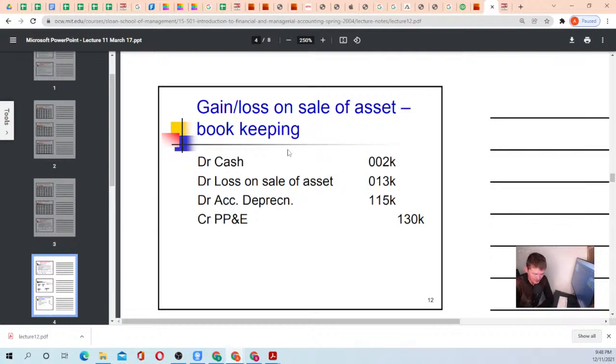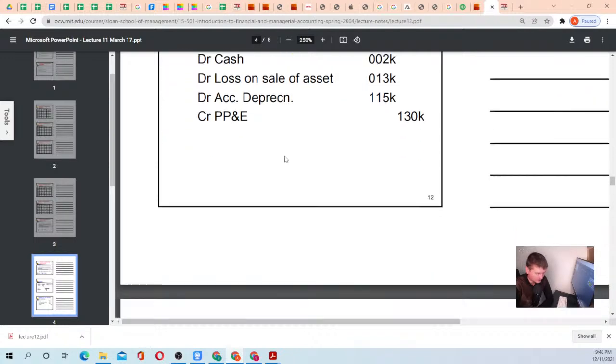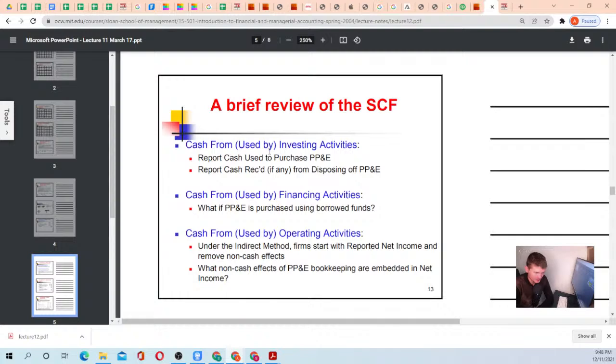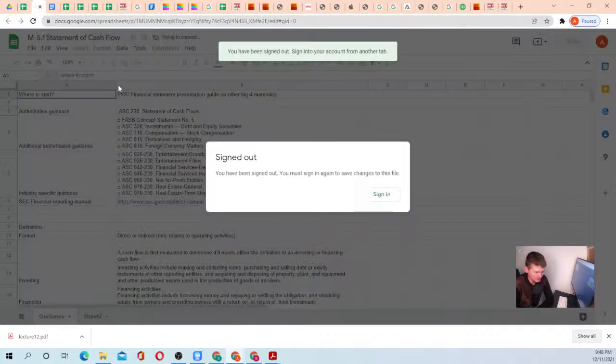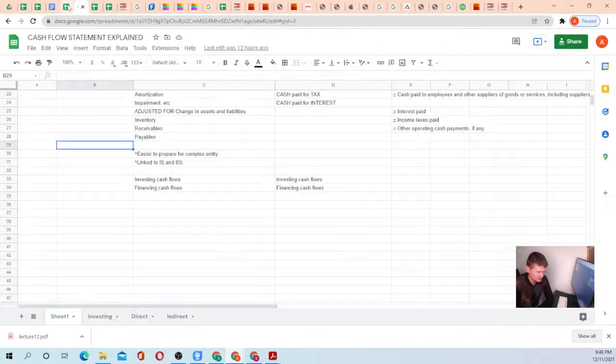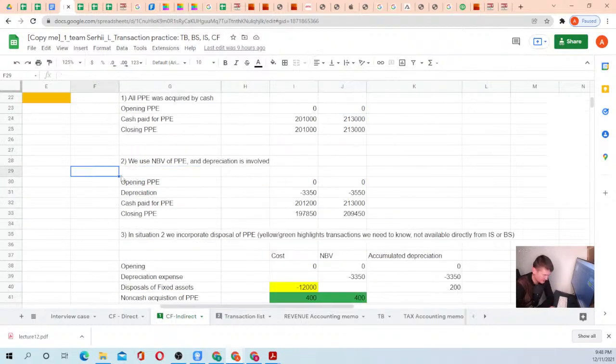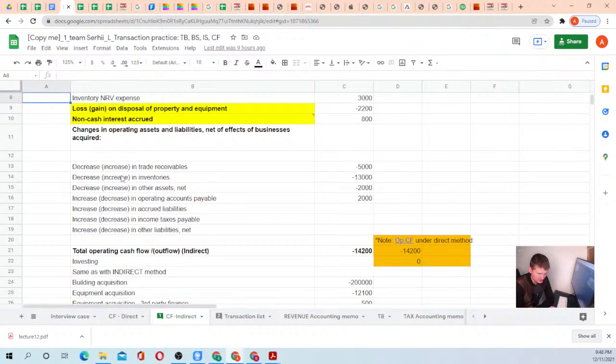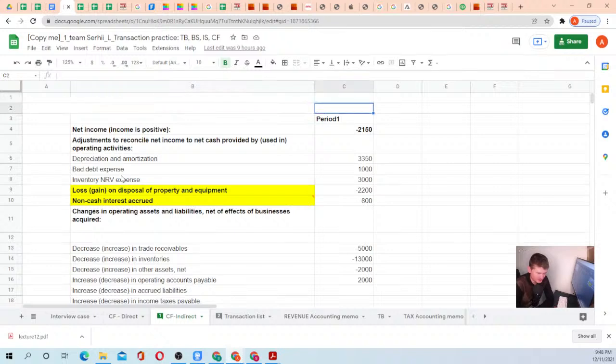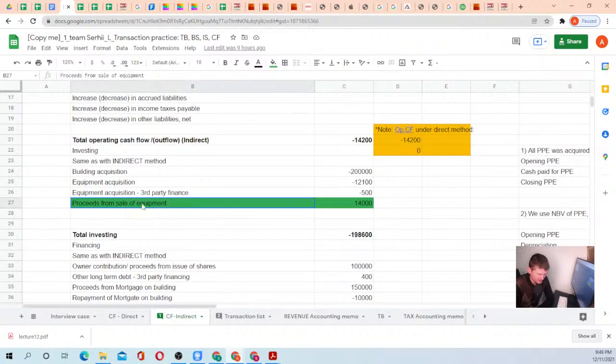And when you have gain or loss from PP&E, you need to make sure you reflect it correctly in your cash flow. And cash flow was a previous topic. I won't discuss it much today. I will only say that if you have gain or loss on disposal of PP&E and you use indirect method cash flow, you will have that adjustment here. And you will also have proceeds from sale of equipment in your investing cash flows.